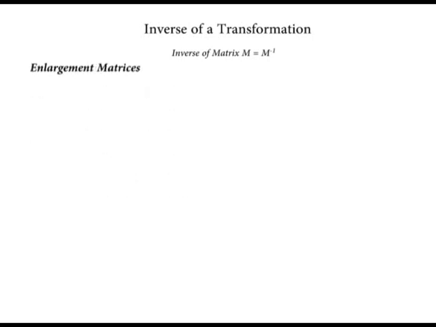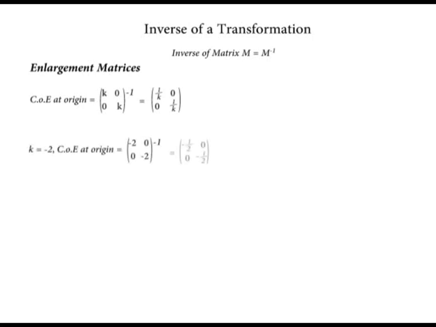How about enlargement? The enlargement matrix about the origin is given by K, 0, 0, K. Enlargement changes the size. The image is K times the object. It means the object is 1 over K the size of the image. And so the inverse of K, 0, 0, K will be 1 over K, 0, 0, 1 over K. We do not change the sign. It means that the inverse of negative 2, 0, 0, negative 2 will be equal to negative a half, 0, 0, negative a half.